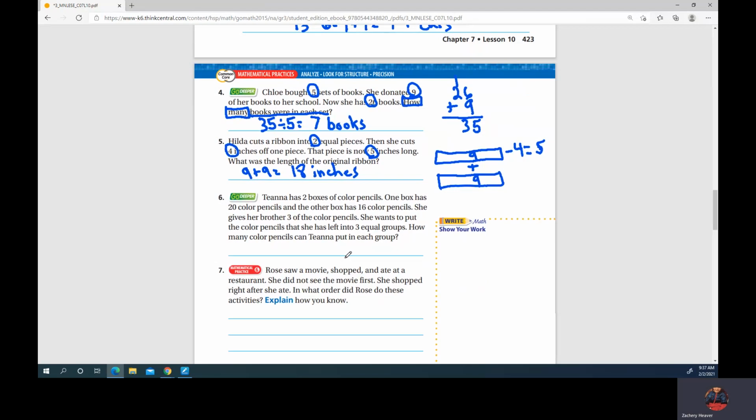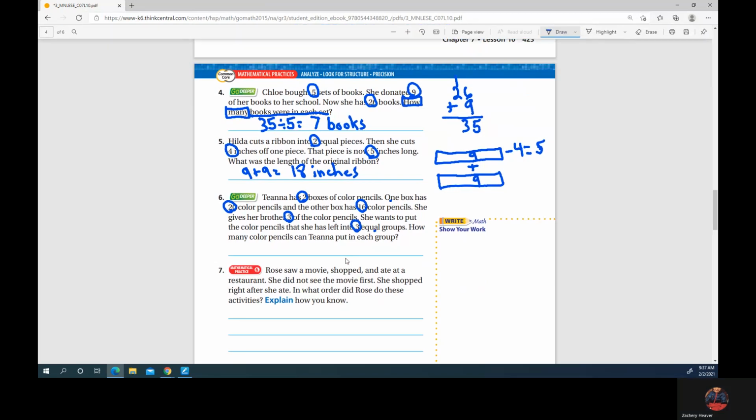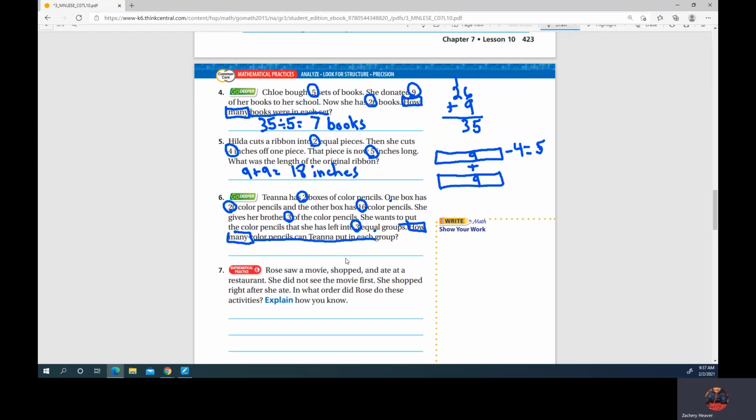Tina has 2 boxes of colored pencils. One box has 20 colored pencils and the other box has 16 colored pencils. She gives her brother 3 colored pencils. She wants to put the colored pencils that she has left into 3 equal groups. Remember, that's division. How many colored pencils can Tina put in each group?